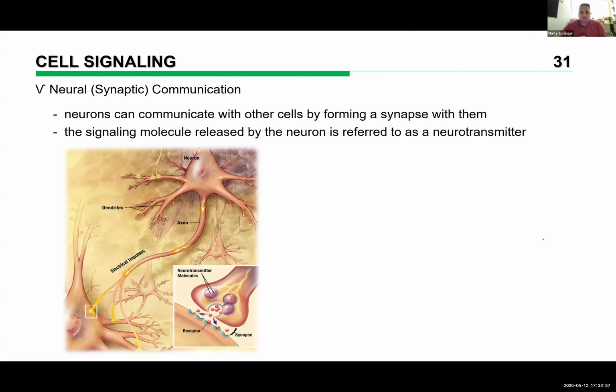So that's neural communication. So, or really that's the compare and contrast of endocrine and neural.